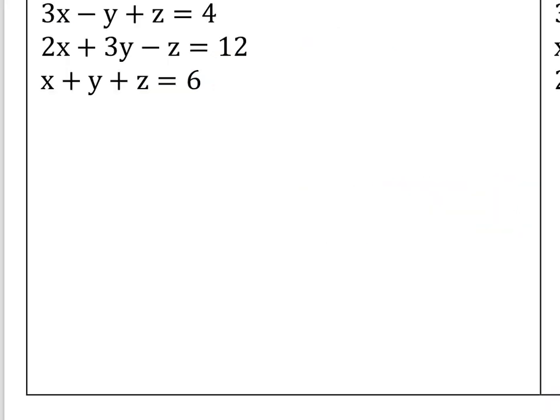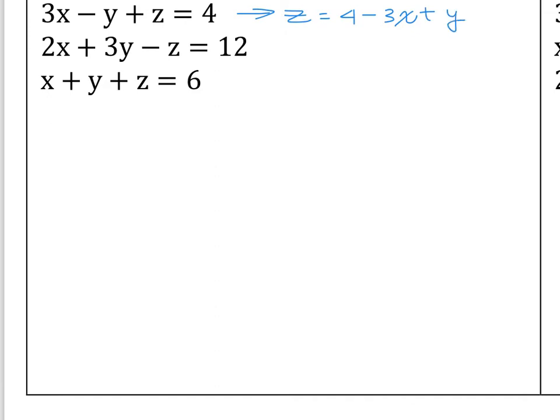Okay, for this next problem here, you have 3 equations with 3 variables, so it's just a little bit more complicated, but we can still manage this. So first, I'm going to rewrite this as z equal to 4 minus 3x plus y. I'm going to set it aside.